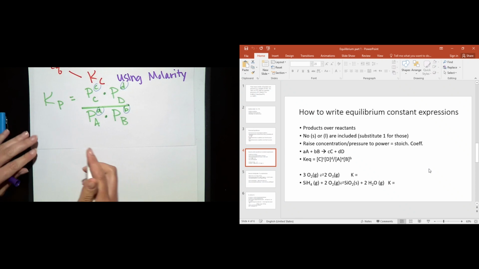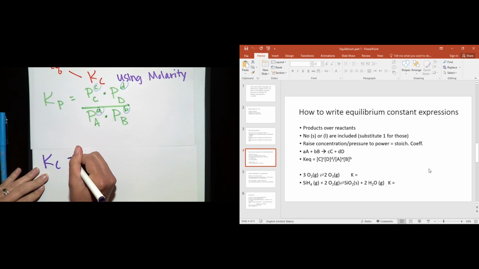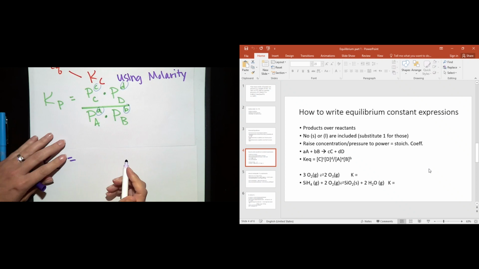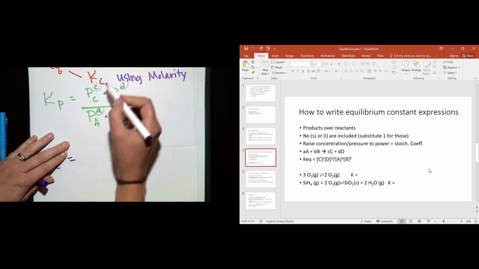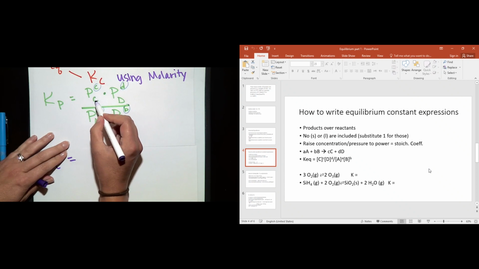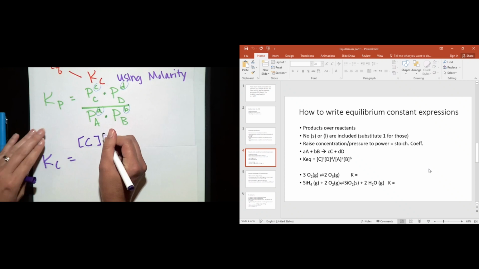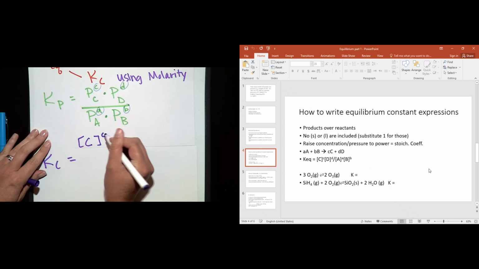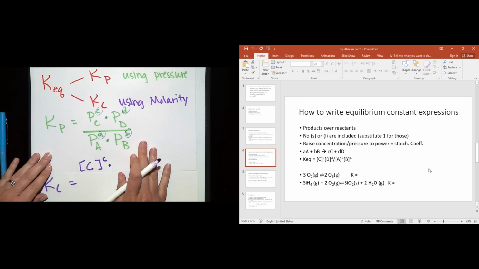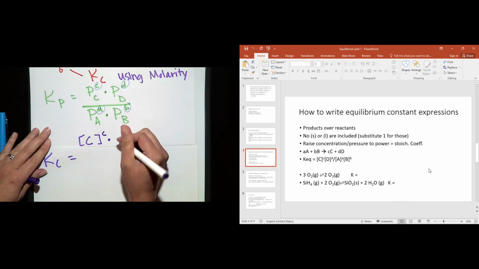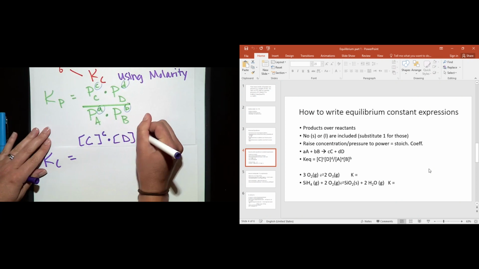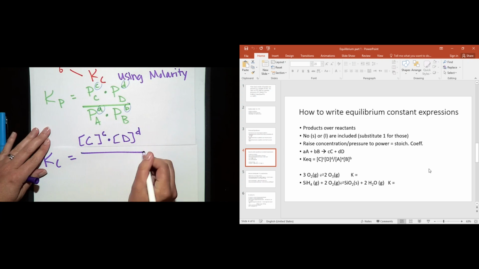Now let's rewrite it in terms of concentration. In this case, we're just going to use brackets. So instead of a P for the pressure for gas C, I'm going to use the brackets. This means molarity. Excuse me. I still have the exponent, that is the coefficient. It's going to be kind of hard to see. I still have products on the top and reactants on the bottom.